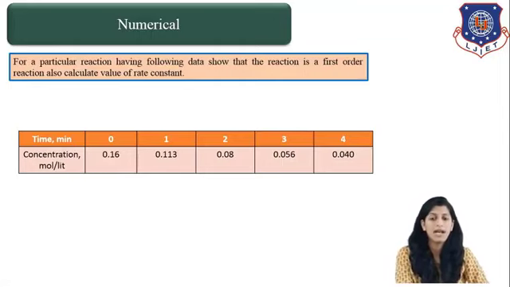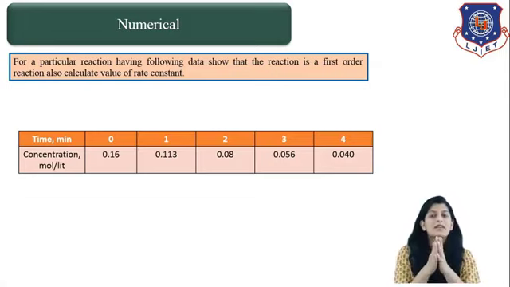So 0.16 is our initial concentration here. Then at time 1 minute, concentration is 0.113. At time t equals 2 minutes, concentration is 0.08. Similarly, at 3 minutes, we have a concentration of 0.056, and at 4 minutes, it is 0.040.